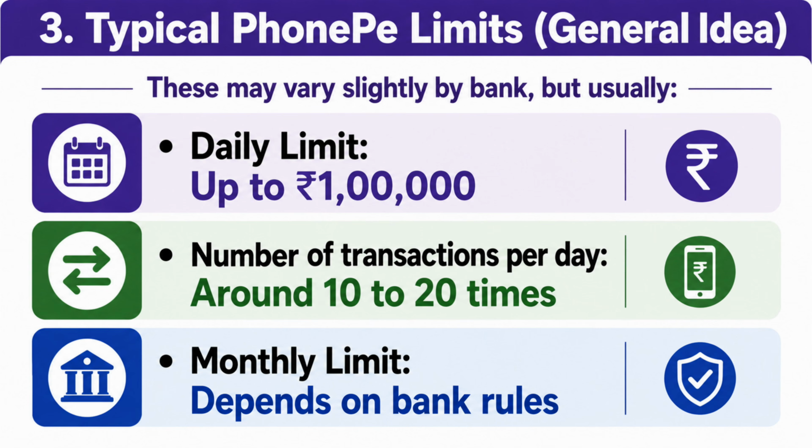Now we will see typical PhonePe limits. PhonePe limits may vary depending on your bank, but usually daily limit up to 1 lakh rupees, number of transactions per day around 10 to 20 times, monthly limit depends on your bank rules.